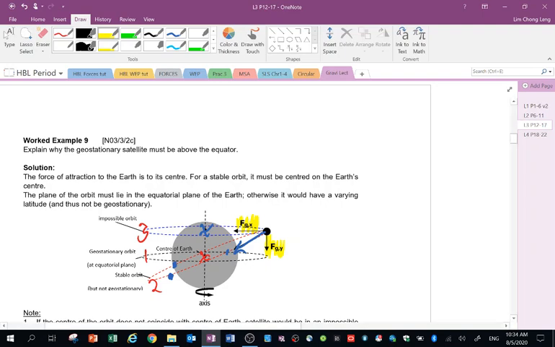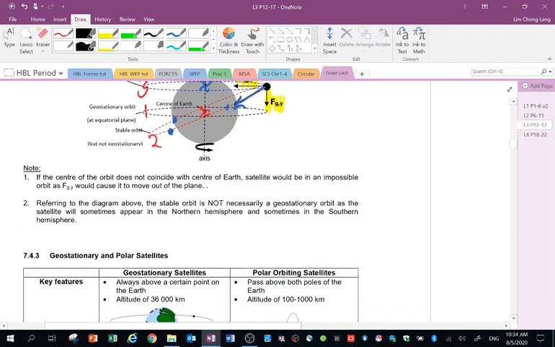So orbit number 3 is an imaginary orbit. It is not possible to have an orbit like that. However, orbit 1 and 2 are possible, even though orbit 2 is not a geostationary orbit.